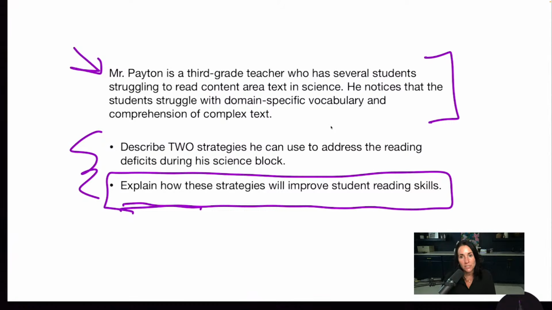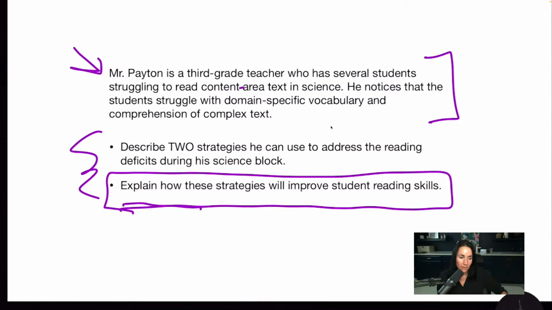Mr. Payton is a 3rd grade teacher who has several students struggling to read content-area text and science. Should have had a hyphen there. Sorry about that. He notices that students struggle with domain-specific vocabulary and comprehension of complex text. Describe 2 strategies he can use and why you're using them and how they will help the kids.